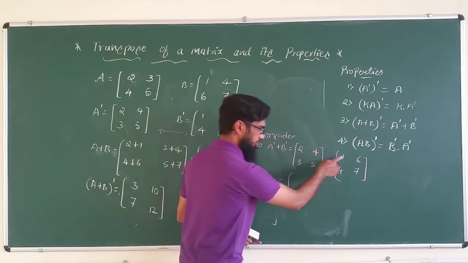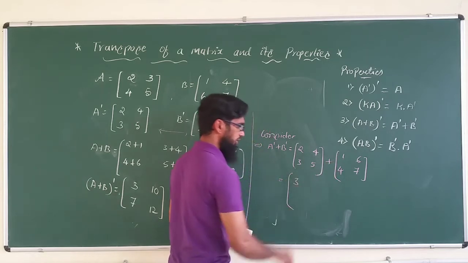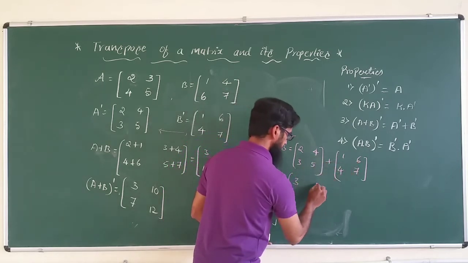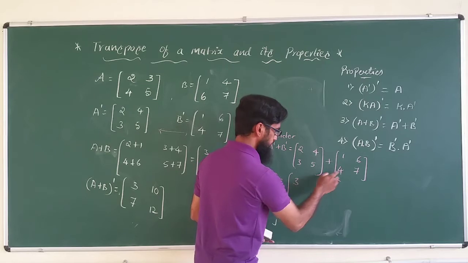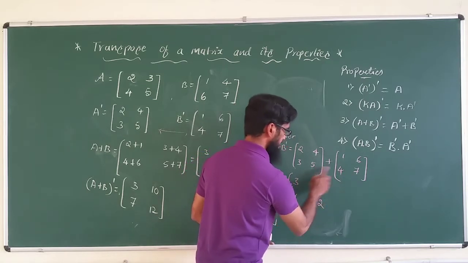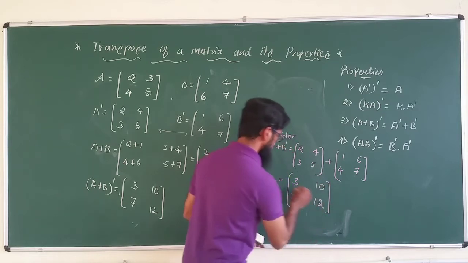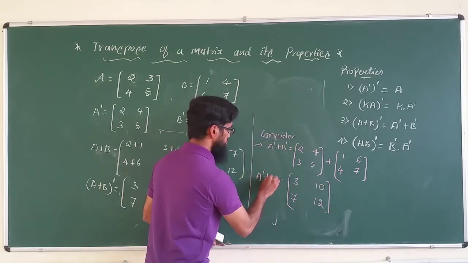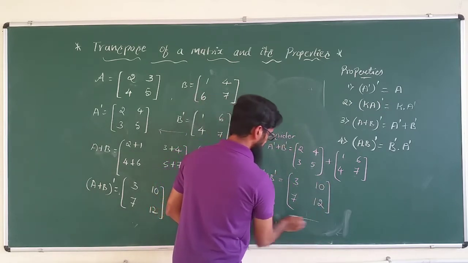This 2 we add with 1, that is 3. 4 with 6, that is 10. 3 with 4, that is 7. 5 with 7, that is 12. So this is our A transpose plus B transpose.